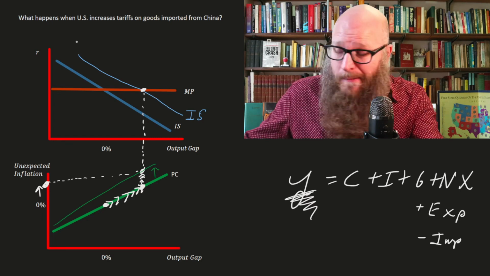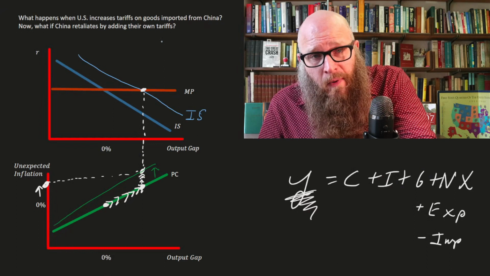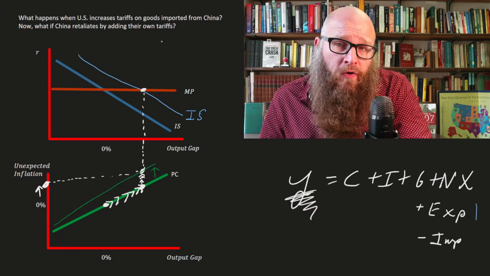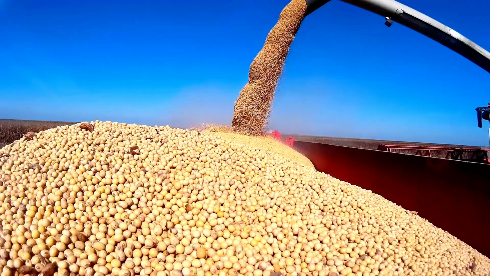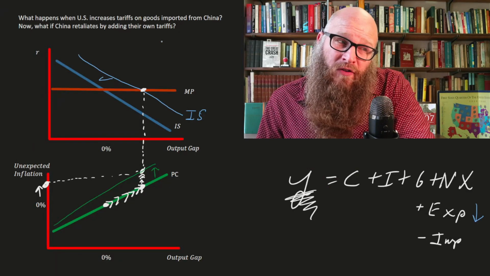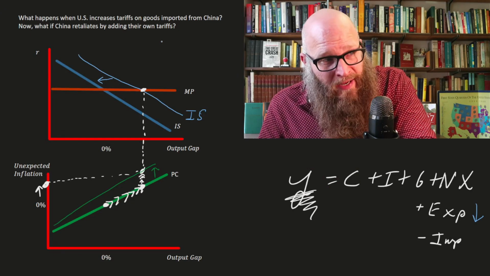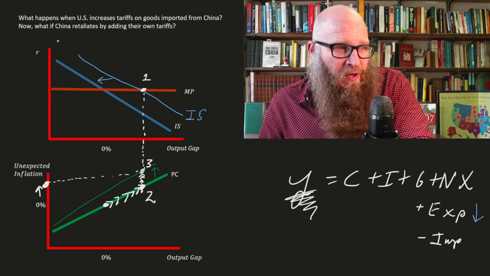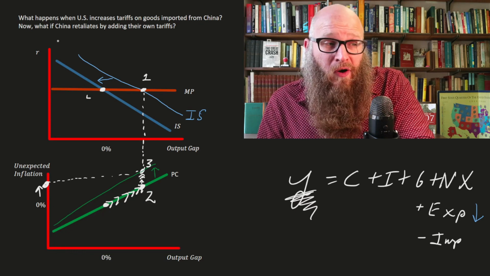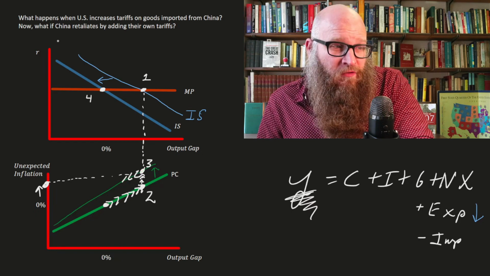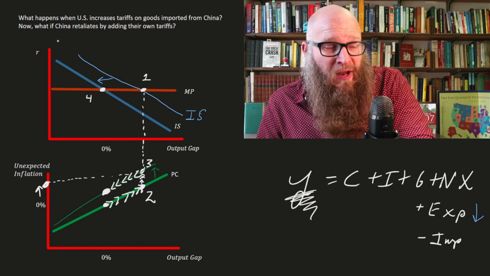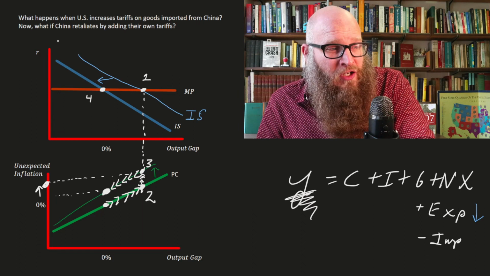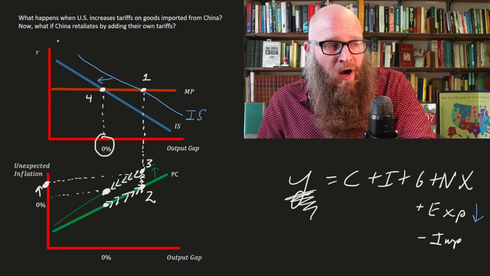But we're not done. Do you think China's going to do nothing with these tariffs? No, they're going to have their own retaliatory tariffs. So now when China responds with their own tariffs, US exports to China will decline. We export a lot of soybeans, for example. With less exports means we shift the IS curve back. I'll label these points here. This is 1, this is 2, this is 3, this is both 0 and 4. So now we shift back along our new Phillips curve, and what do we get? We still have some inflation, but nothing changes in regard to the output gap.